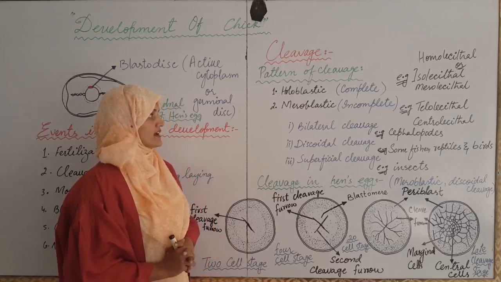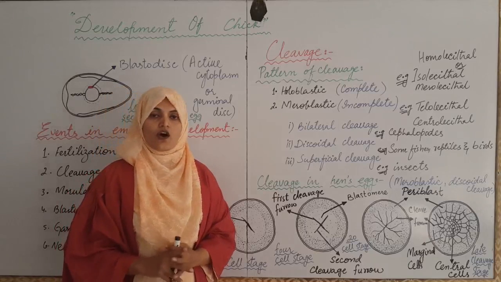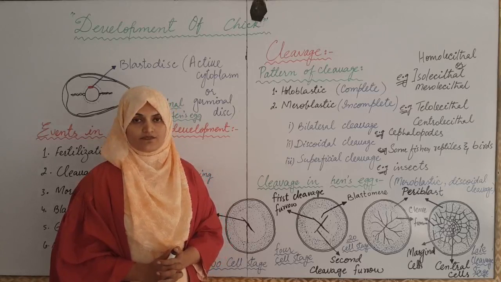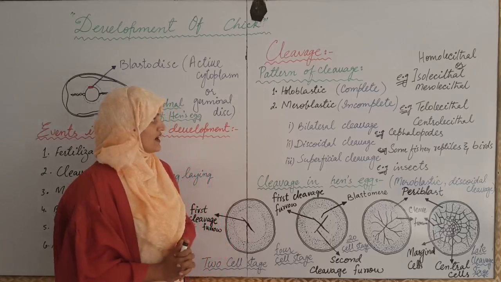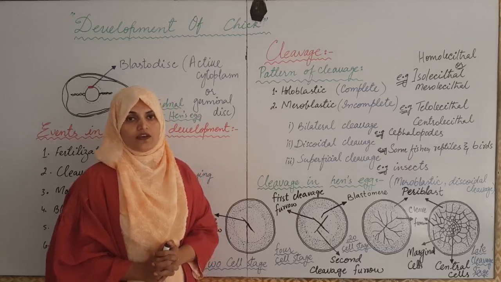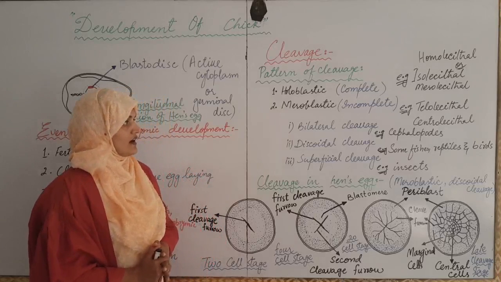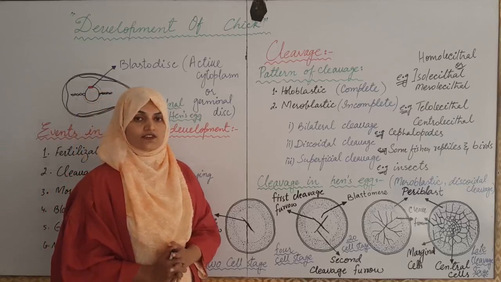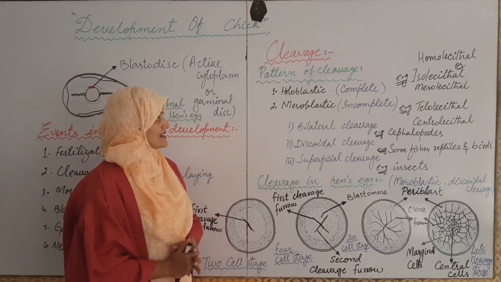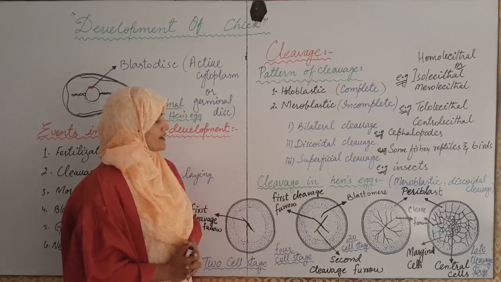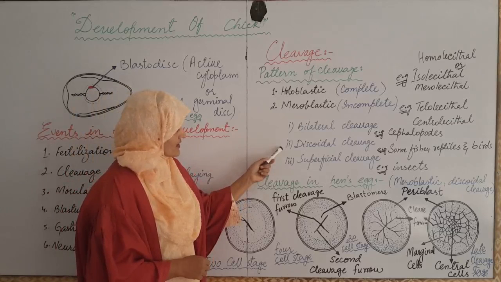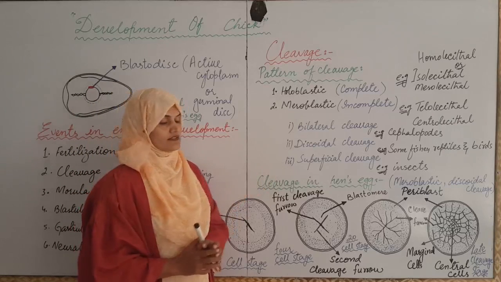While meroblastic cleavage is the cleavage in which only a small portion of the egg undergoes the stage of cleavage. That's why it is also termed as incomplete cleavage. The examples of meroblastic cleavage are telolecithal and centrolecithal types of egg. Meroblastic cleavage is further divided into three types. One is the bilateral cleavage, second is the discoidal cleavage, and third is the superficial cleavage.